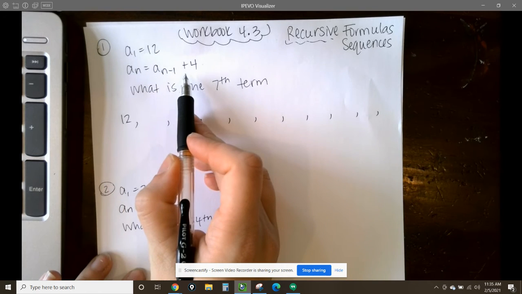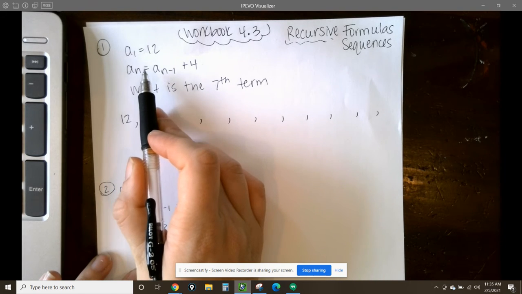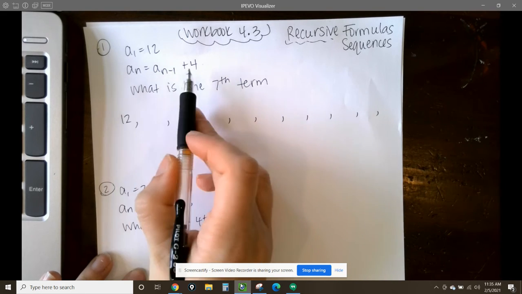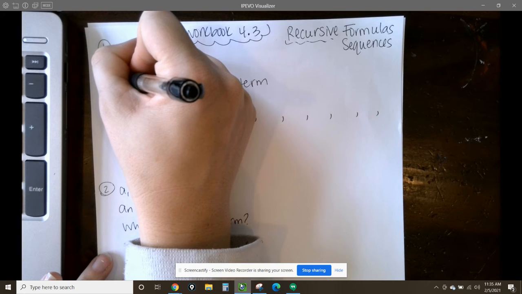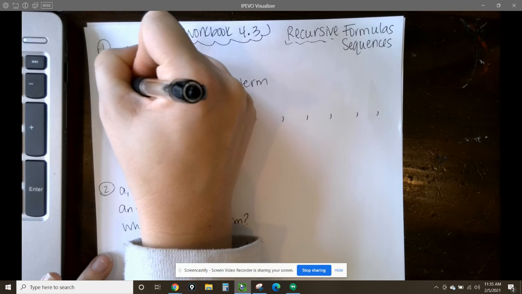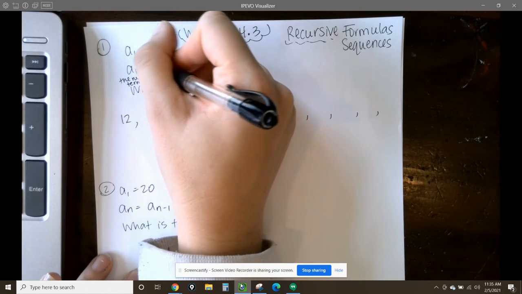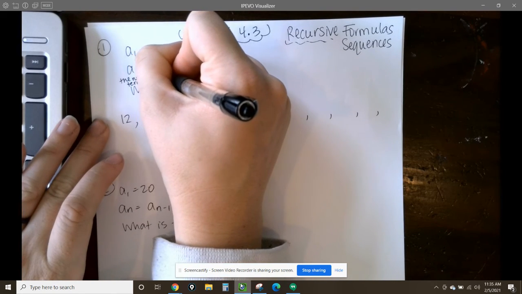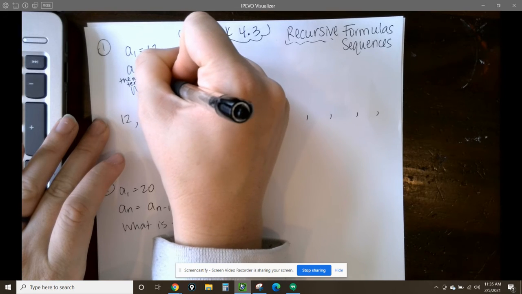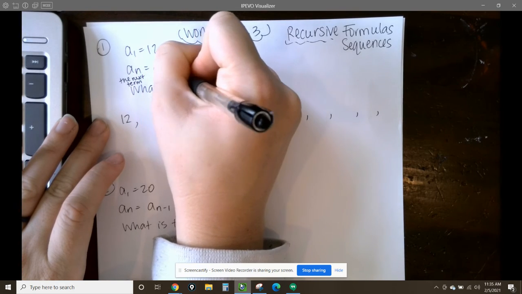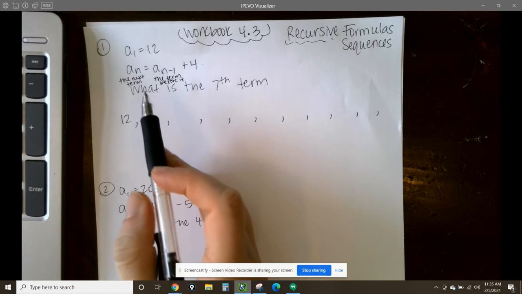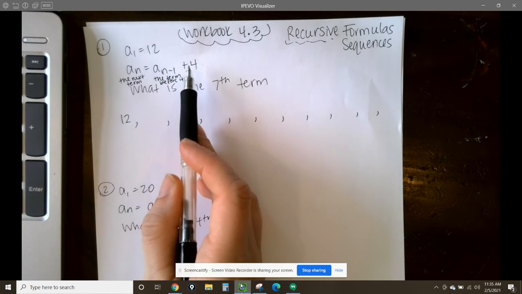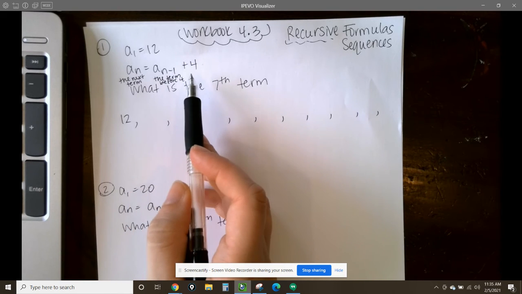Okay, now we come to the part that looks confusing. A sub n equals A sub n minus 1 plus 4. Here's what that actually means. A sub n means the next term equals this n minus 1. That means the term before it. The term before it plus 4. So what this is saying is the next term in the sequence is going to be the term before it plus 4. And now that doesn't seem quite so confusing.